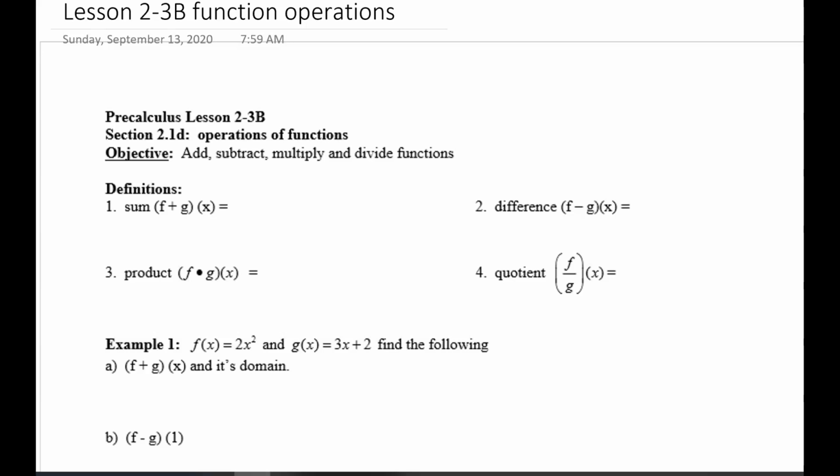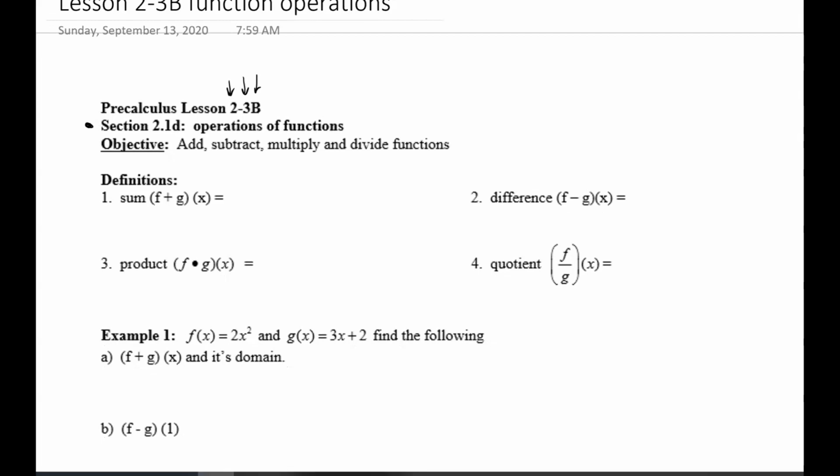So in your textbook, this can be found in section 2.1, excuse the motorcycle. In our lessons, this is lesson 2.3b, so this is week 2, day 3, so that's going to be Thursday and Friday, and this is your B lesson, which means it's the one that you do after class. So this won't be presented in class.